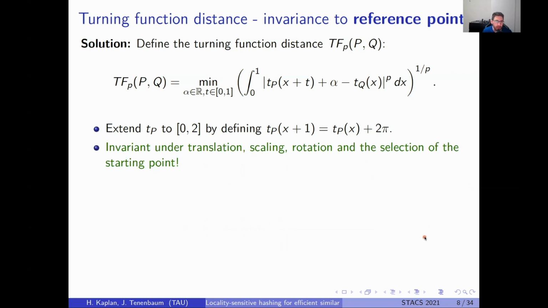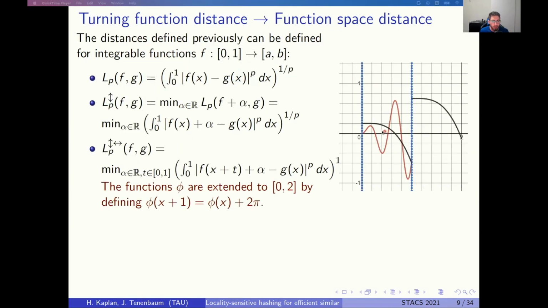This distance is invariant under translation, scaling, rotation, and the selection of the starting point. As we can see in the slide, all the distances over polygons naturally define three distances over functions: aligned LP distances, vertical shift invariant distances, and vertical and horizontal shift invariant distances. Since our results for these distances hold for integrable functions, for ease of presentation, we plot general integrable functions rather than strictly turning functions of polygons.